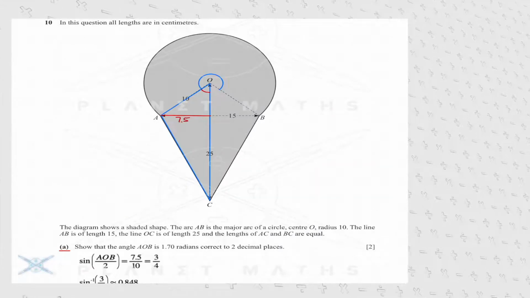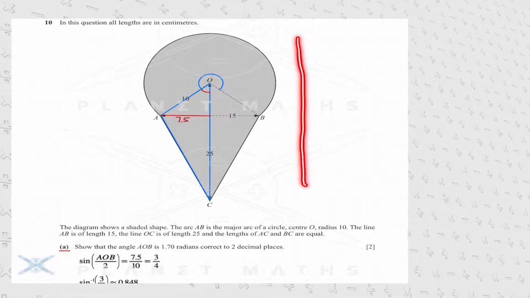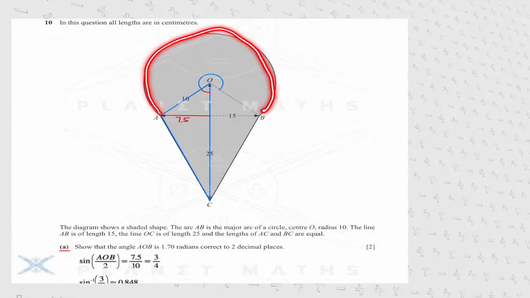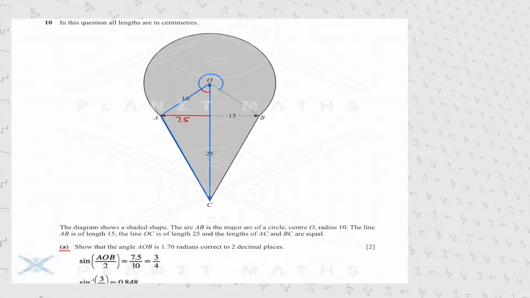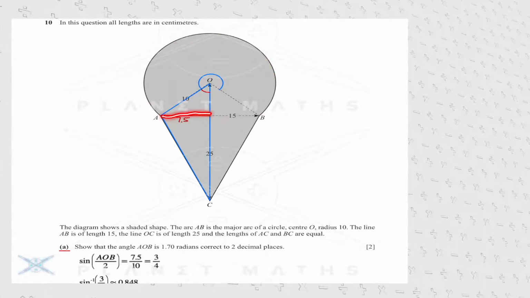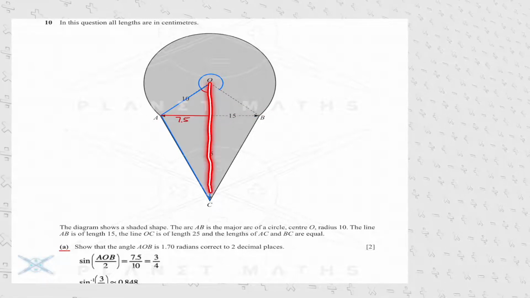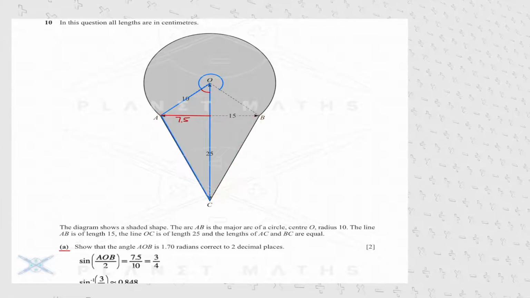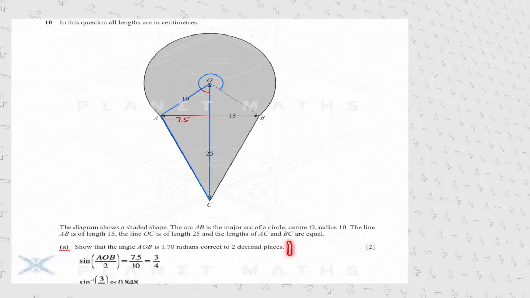Coming to the final question of the exam paper, here we are provided with a diagram that shows a shaded shape. The arc AB is the major arc of a circle with center O and radius 10 centimeters. The line AB is of length 15 centimeters, the line OC is of length 25 centimeters, and the lengths AC and BC are equal. In part A, we are supposed to show that the angle AOB is 1.70 radians, correct to 2 decimal places.